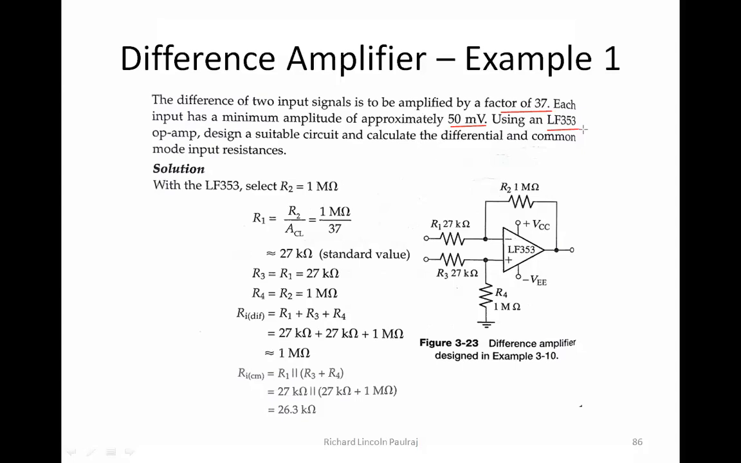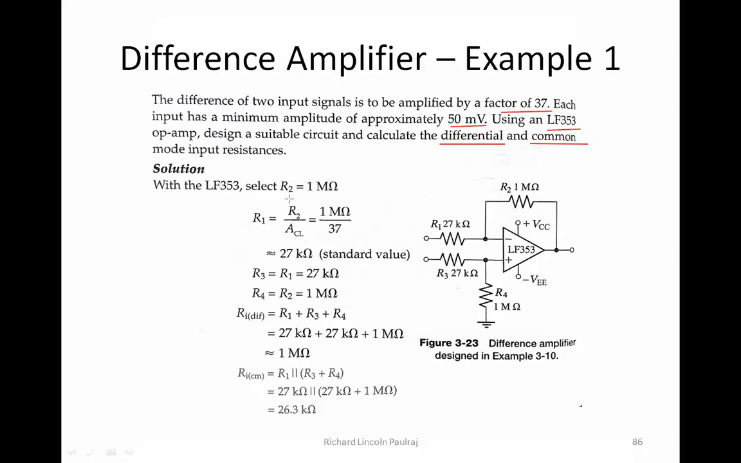So the rules are nothing but the input resistance, how much you're going to give, and the values for currents. Okay, so all the bias currents are taken into consideration. So for the 353 op-amp, design a suitable circuit and calculate the differential and common mode input resistance. The problem is very straightforward. It's asking for RI diff and RI CM, right? So this is what we need to find out.